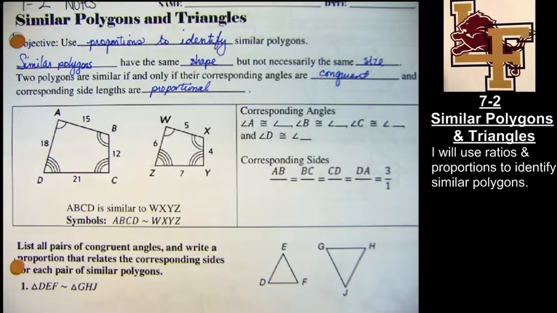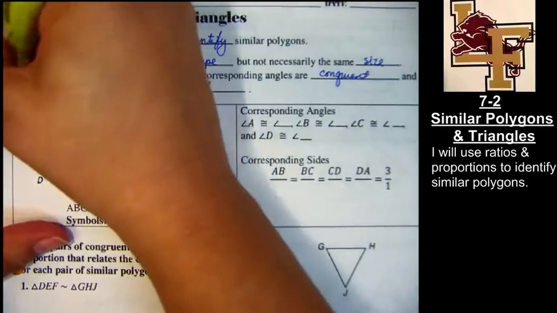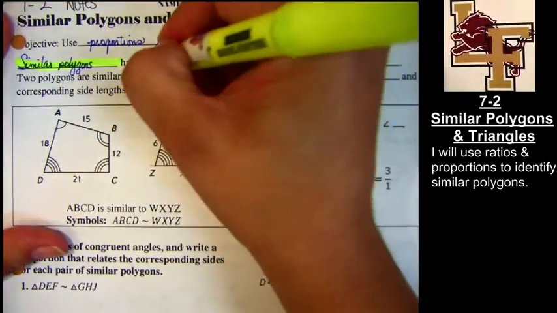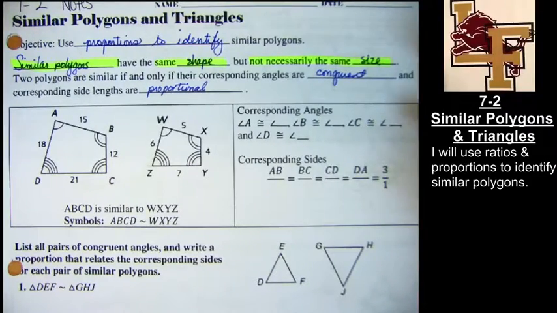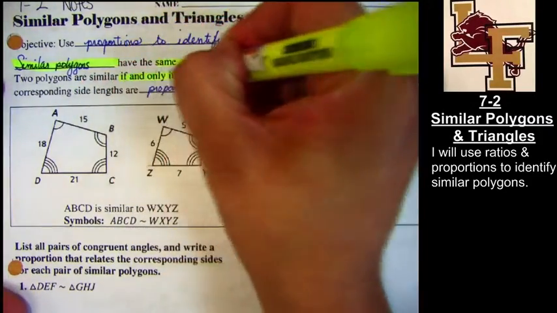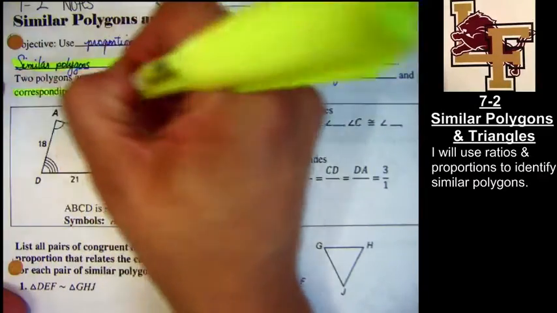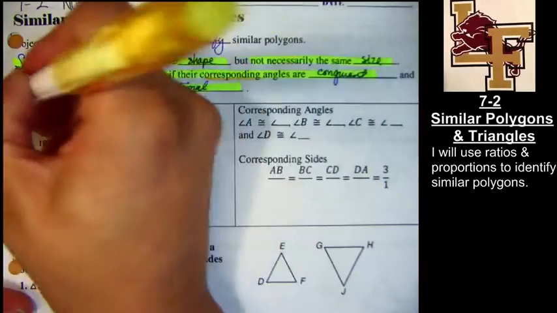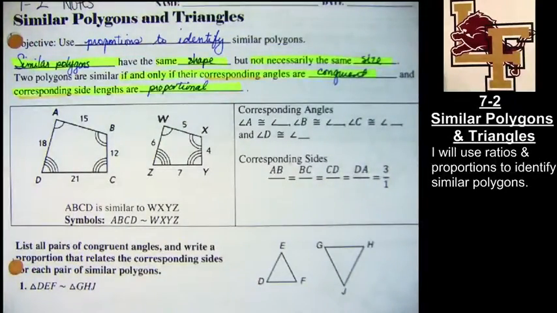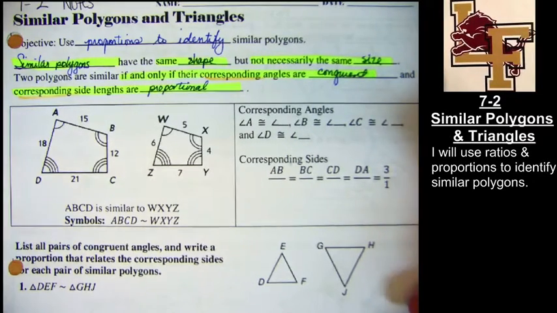Let's talk about what we mean in a geometric sense for shapes to be similar. Similar polygons have the same shape, but not the same size. They're similar if and only if their angles are congruent and their sides are proportional. But they have to be the corresponding angles and the corresponding sides. Let's look at these next figures, and we'll see what we mean by corresponding angles, corresponding sides.